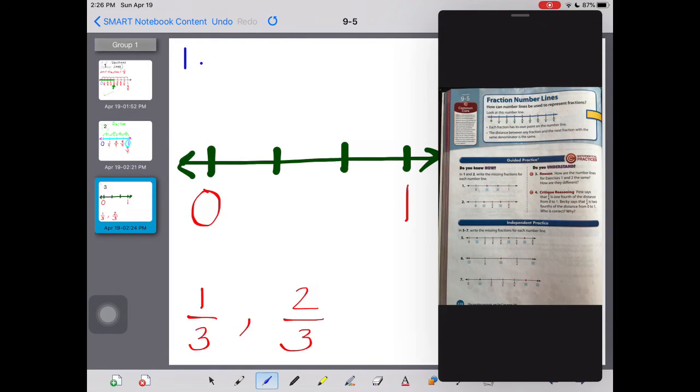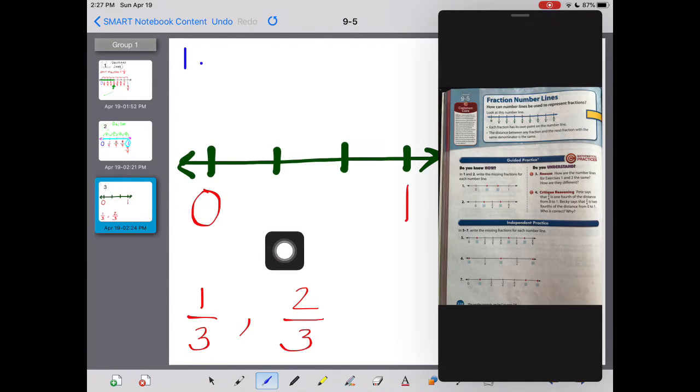Let's do number 1 together. Here is the number line that you see for number 1 in guided practice, and it's asking you to decide where to put these fractions here at the bottom in the correct spots for the number line. I want you to think about that. Think about how many spaces do we have, how many parts. That should tell you the denominator.